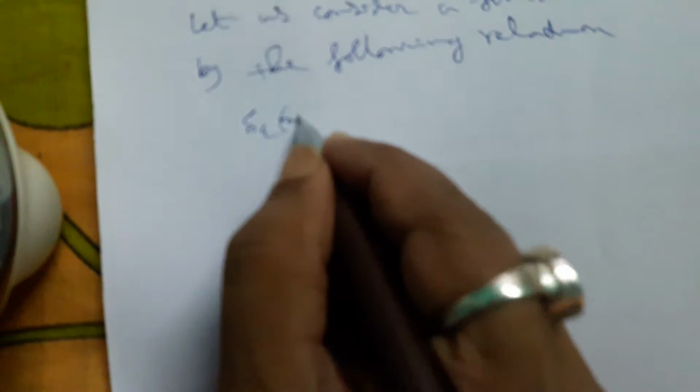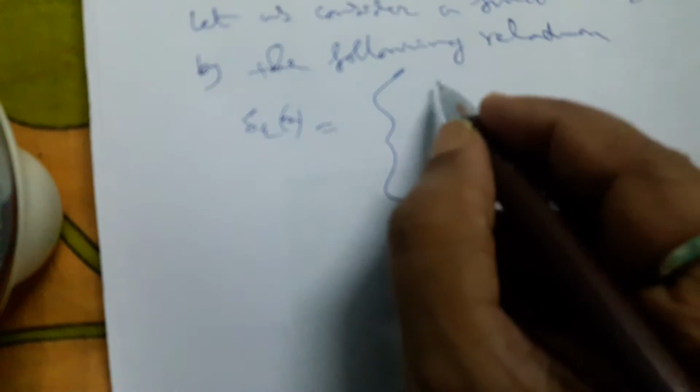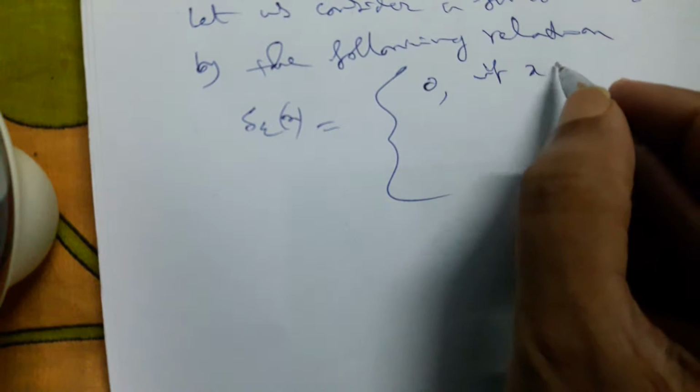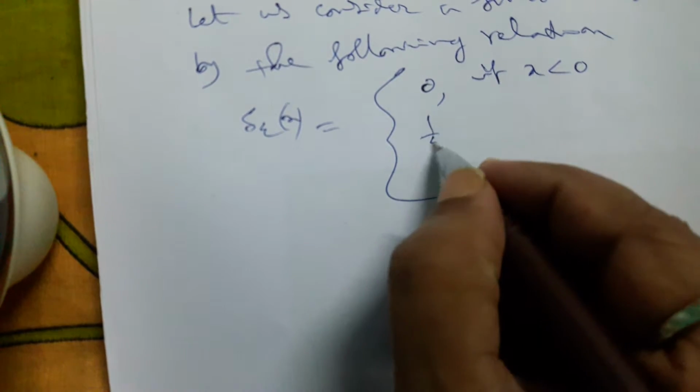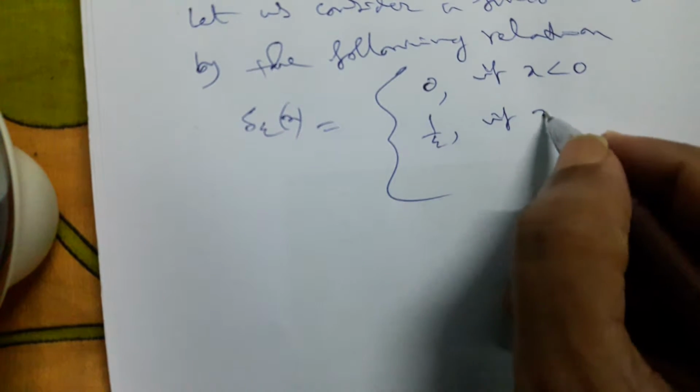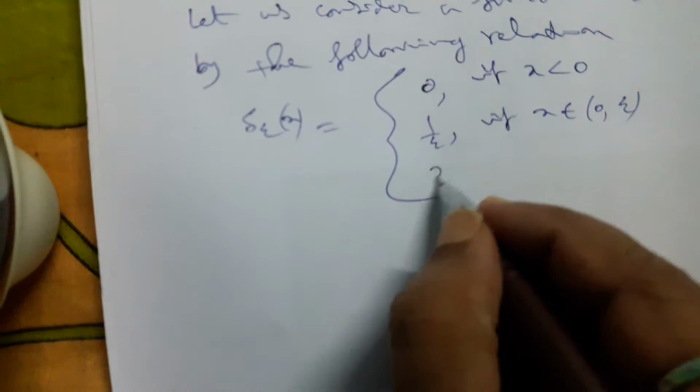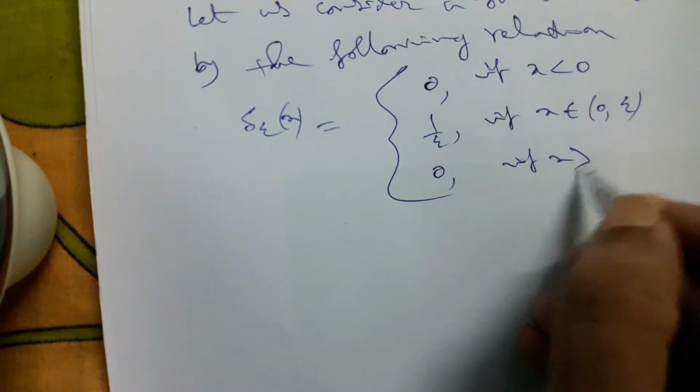Delta epsilon x is equal to 0 if x is less than 0, and 1 by epsilon if x is belonging to (0, epsilon), and 0 if x is greater than epsilon.